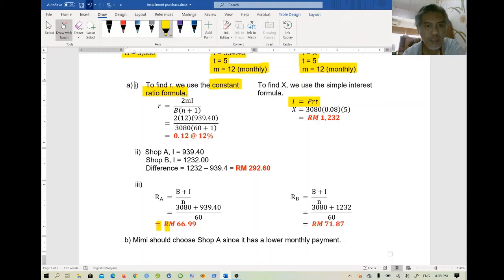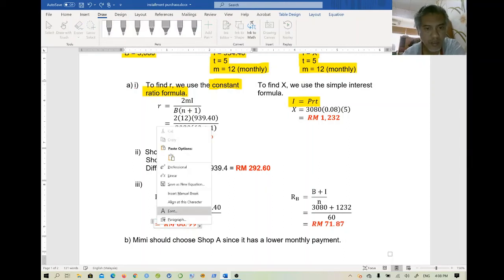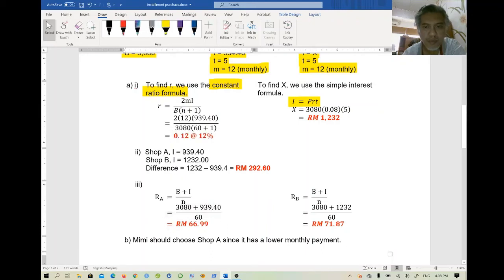Okay, so that is the situation. So that is the first one. Let me just align this thing. And then for shop B, we do the same thing, but right now we are replacing the value of the interest with 1232, that we have just found in part A1. So substituting the values and calculating the amount, you get the monthly payment for shop B equal to 71 ringgit and 87 cent. So that is the monthly payment for shop B.